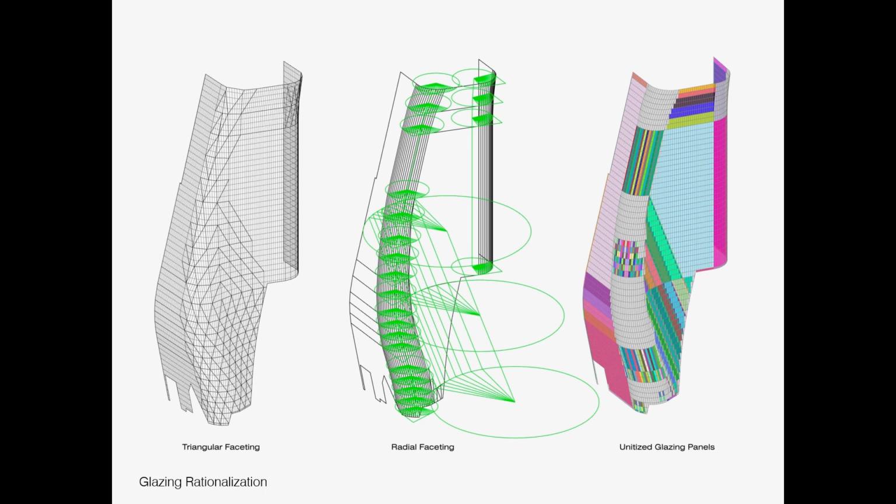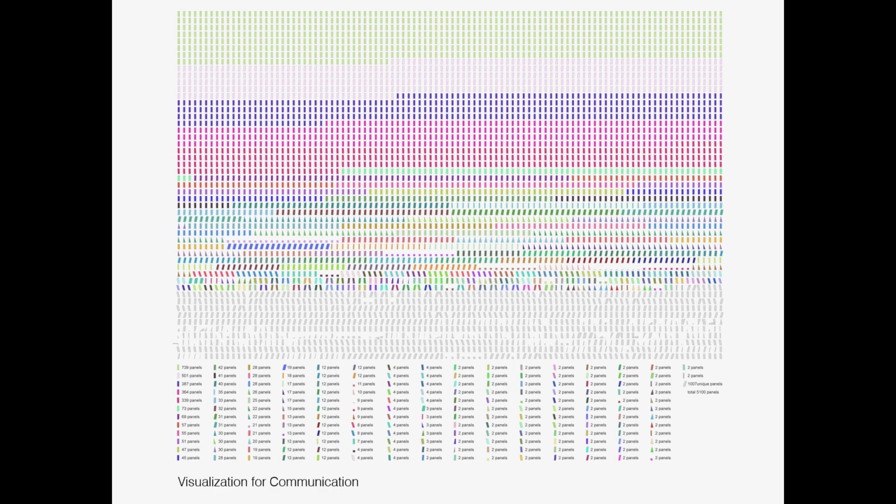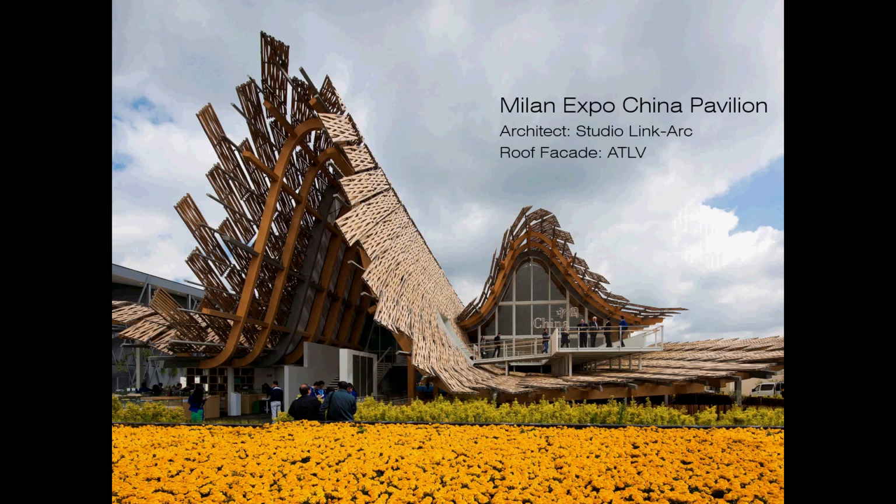Another rationalization is on the glazing panels. Initially they were panelized using the diagrid center lines, but later we found there's a way to panelize with radial faceting, to remove tiny triangular panels which cannot be produced in glass. With radial faceting, you can replace those triangles with a rectangle, parallelogram or trapezoid.